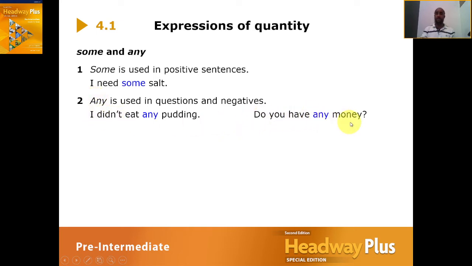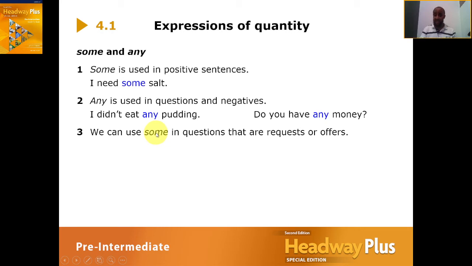as well as the question. Okay, now the good thing about some, we can use it with questions, but usually in a certain situation. The situations are when you request something, or when you offer. In Arabic we say تطلب, meaning request something, or offer, تبغى تعطي أحد شيء. Maybe they want tea and you give them tea. So you want to offer them tea.